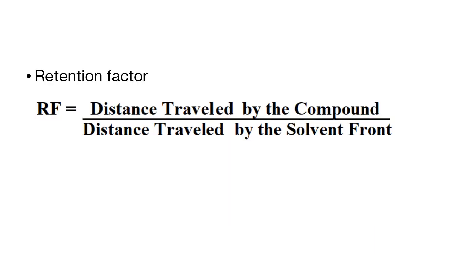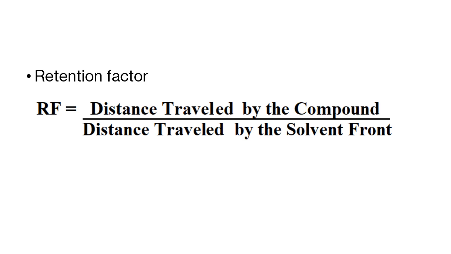Moving on, this is for your retention factor, or your RF value. Your RF value is simply a ratio of the distance traveled by your amino acid from the starting line, divided by the distance of your solvent front from your starting line. An RF, a retention factor, should have a value between 0 and 1. Let's look at the table later.